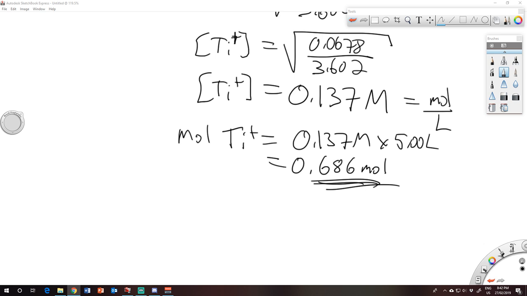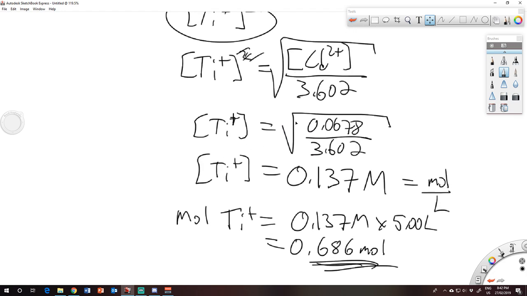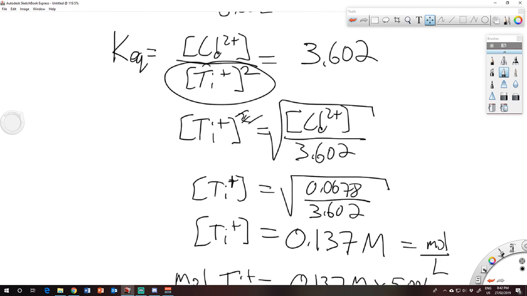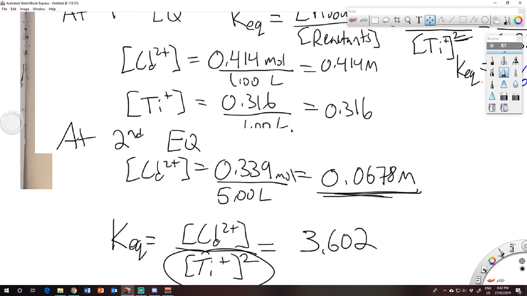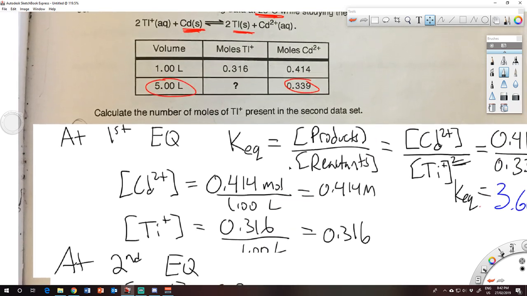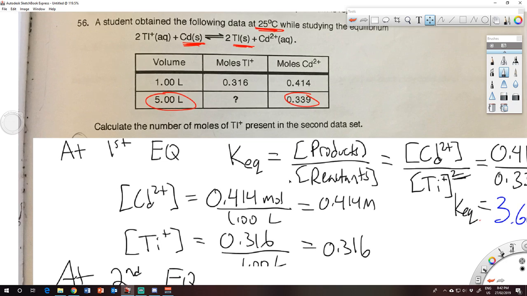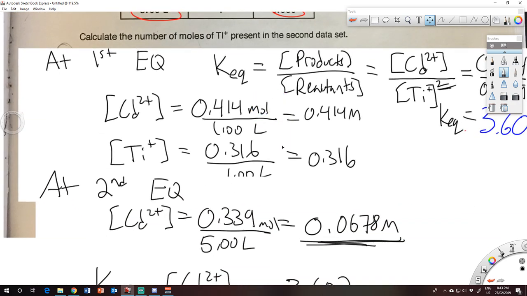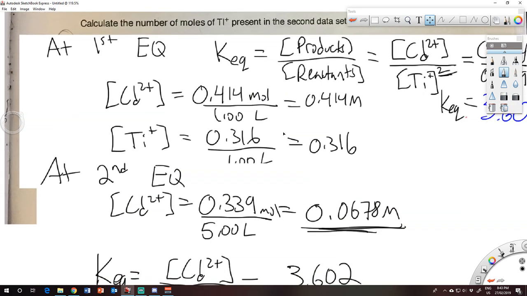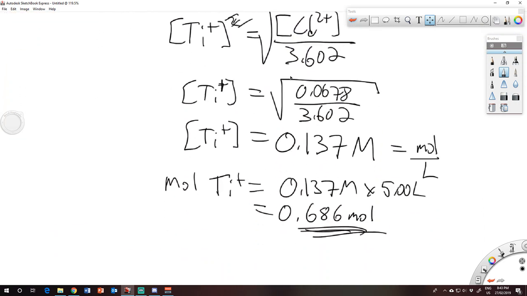Alright. That works out quite nicely. That was fun. Kind of a little bit different than the previous ones. This one didn't actually require us to use an ice table because we didn't actually have any information about what was added or what was taken away. We were just given volumes and we had to work with it. But we had enough information to solve it in the end. Still recognizing this was a first equilibrium and a second equilibrium style problem.